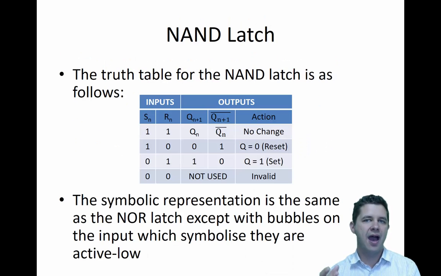And so our truth table will look very, very similar, but kind of upside down, in that the state that we have to avoid is 0, 0 for our S and R inputs. That's invalid because we've got this inversion, they're active low inputs. So if S is 1 and R is 1, we'll have no change, and we can step through each of those states.